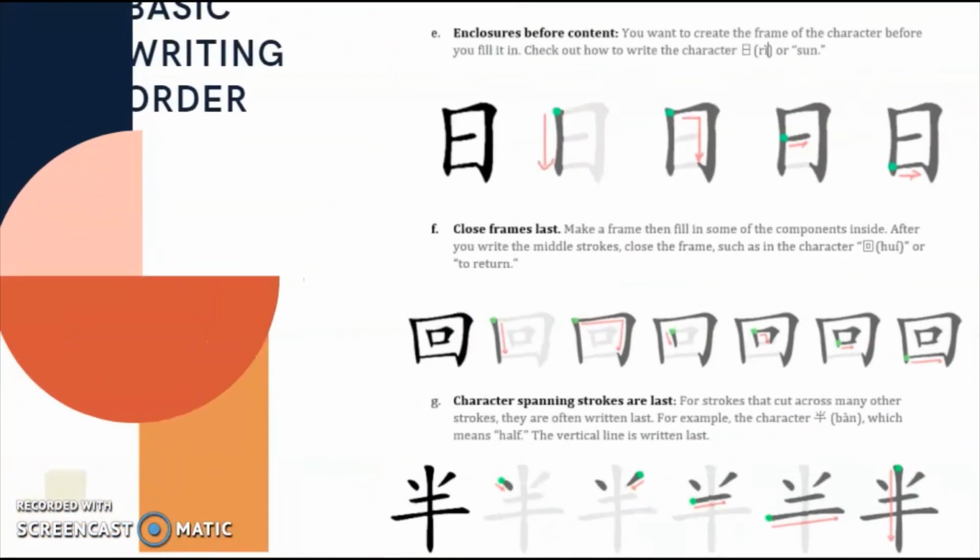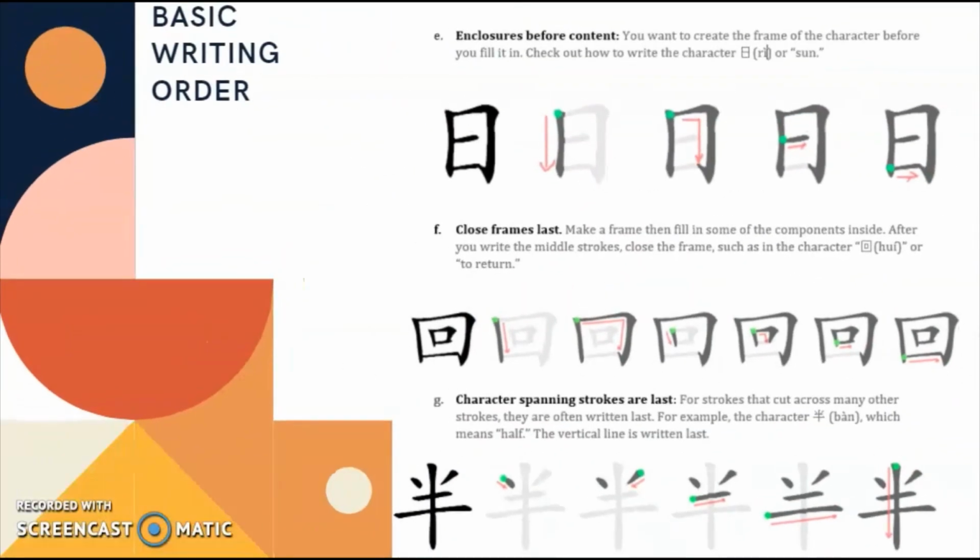Next, we have the enclosure. There are some characters just like this, sun. So you want to create a frame first of the character before you fill it. Start with the outer frame, then fill in some of the components inside after you write the middle strokes. Close the frame last, such as the character hui, to return.